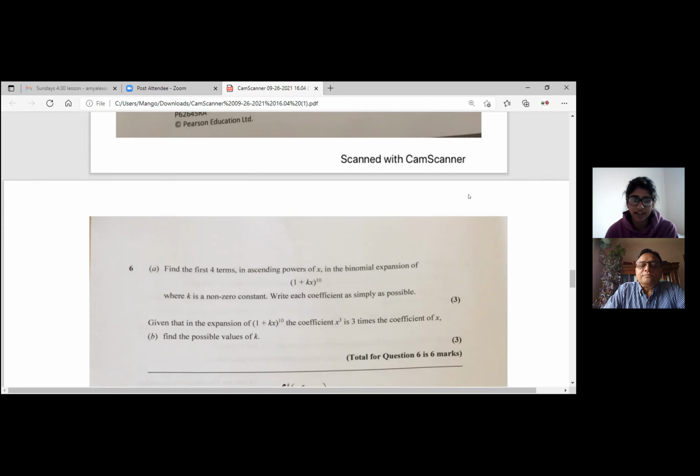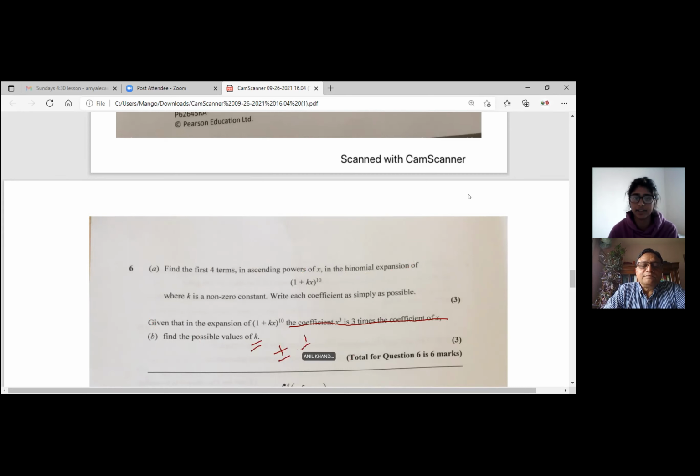In the expansion, you want the coefficient of x cubed. Because we've got the k there, we can't just leave that out. You can't just do 45, you need the k part as well. So we do 3 times the coefficient of x. We had the coefficient of x as 10k, and then we solved by cancelling out the k's and simplifying, and we got k as either 0 or plus or minus half.